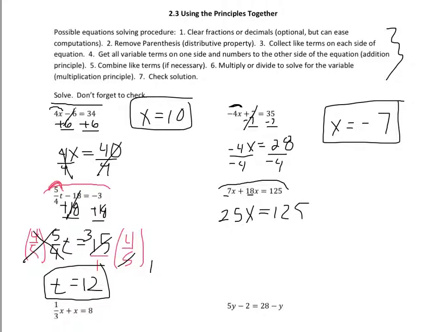So now we have all the variable terms on one side, the numbers on the other. We want to get x all alone, so we divide both sides by 25. 25 divided by 25 is 1, so we get x, or 1x. 125 divided by 25 is 5. And that's the answer we're looking for there.